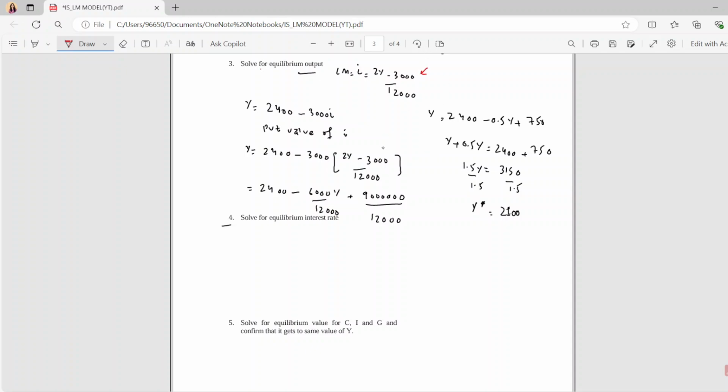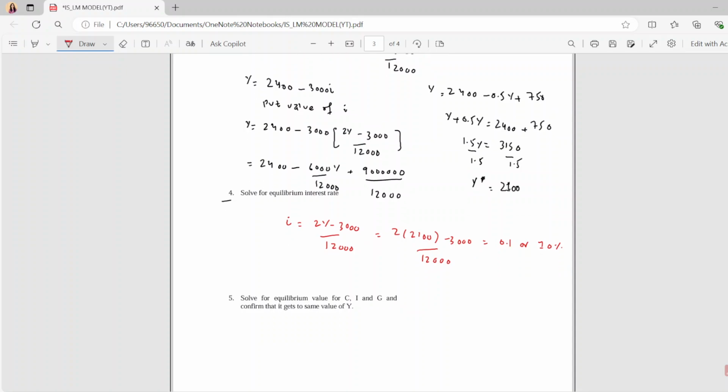All you need to do is go back to the LM curve, i equals y minus 3000 divided by 12,000. Put the value of y in here, 2100 minus 3000 divided by 12,000, and simplify. After simplifying we get 0.1, and because interest rate is always in percentage form, you multiply by 100 and write it as 10%. Using the information given to us, the interest rate in this economy will be 10%.